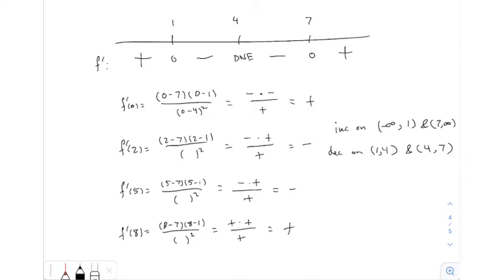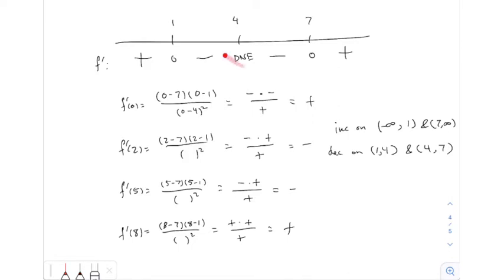You might be tempted to say, can I just say from 1 to 7 it's decreasing? That's not technically correct because it is not decreasing right at the number 4. It's decreasing between 1 and 4, but not at 1, and also not at 4. And it's decreasing between 4 and 7, but not at 4. All right, that's how we do it.